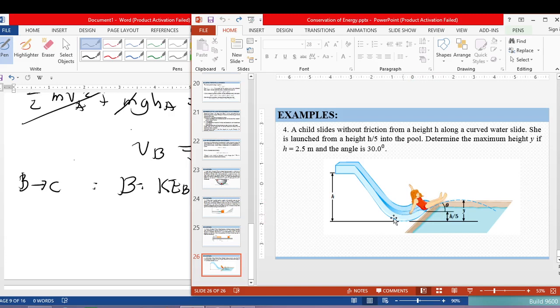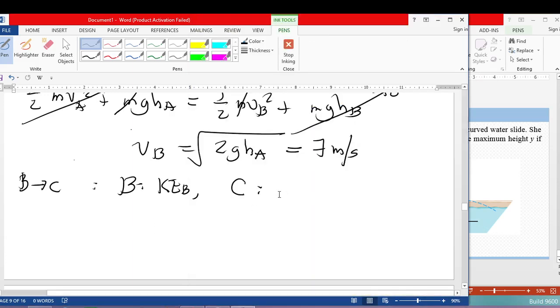The kinetic energy is there because it is moving, of course. So at point C, the height is h over 5, which gives it potential energy. This is still the reference level, okay? So it has both kinetic energy and potential energy at point C.